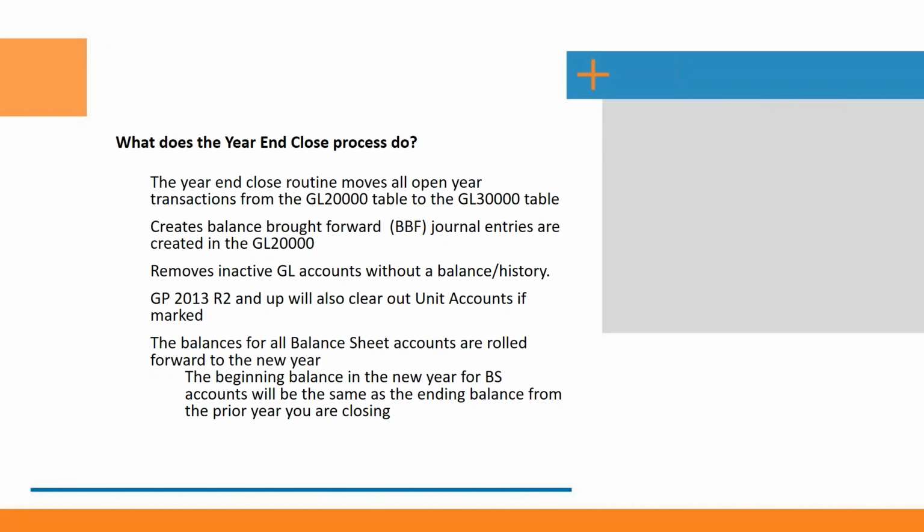For GP 2013 R2 and up, this is also going to clear out the balances in all of your unit accounts if you have them marked to do so. So if I'm using a unit or statistical account to track balances over the course of a year, this process can be used to zero those out for the new year. And then all the balance sheet accounts are rolled forward to the new year, of course.